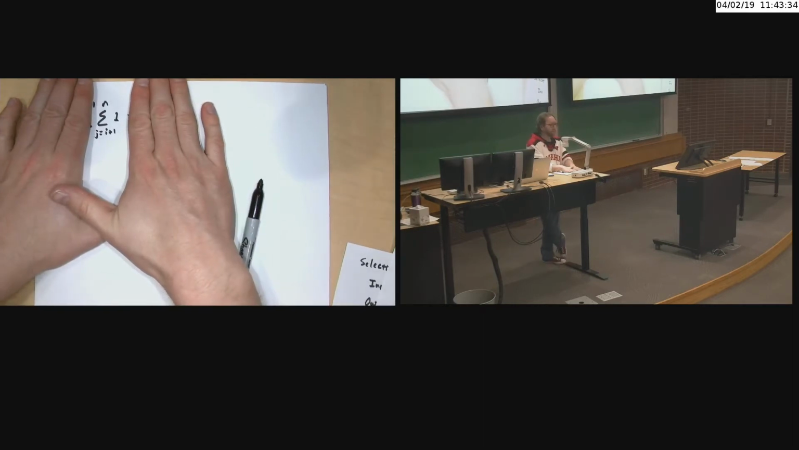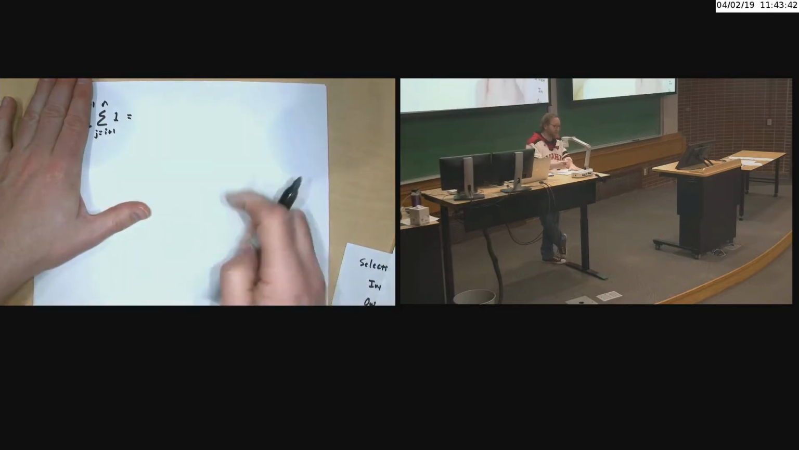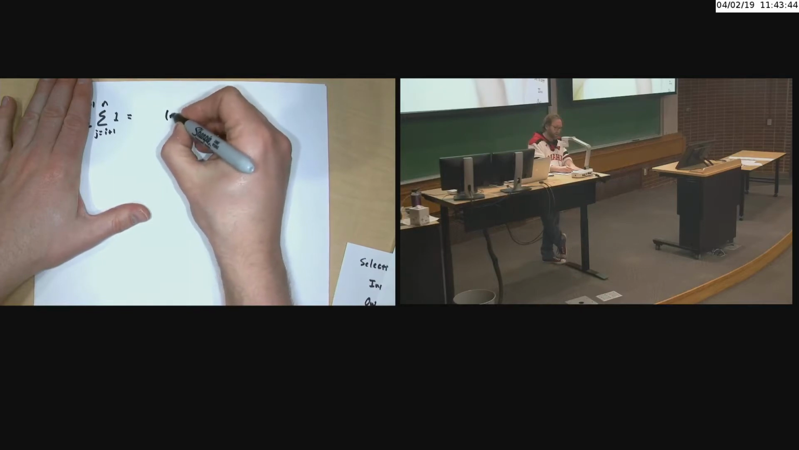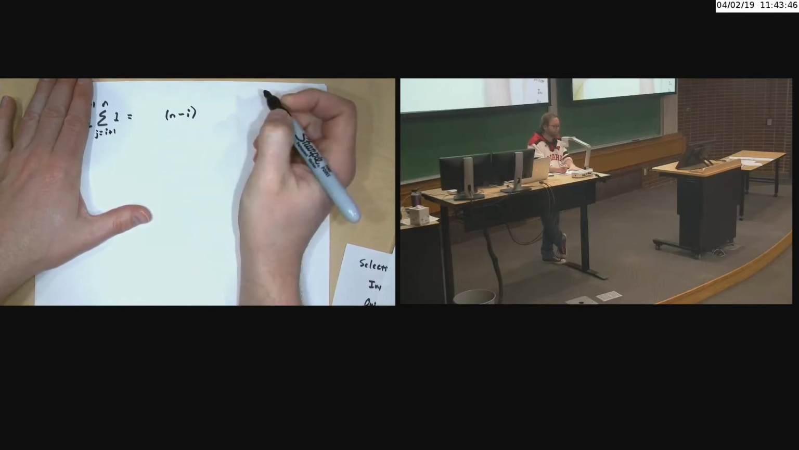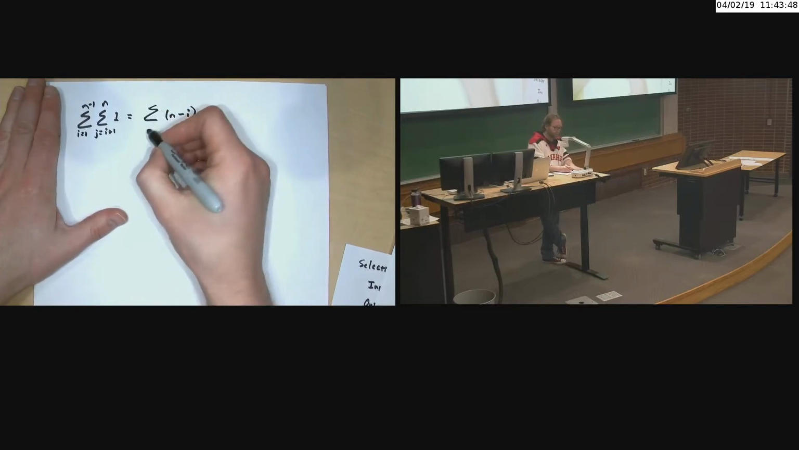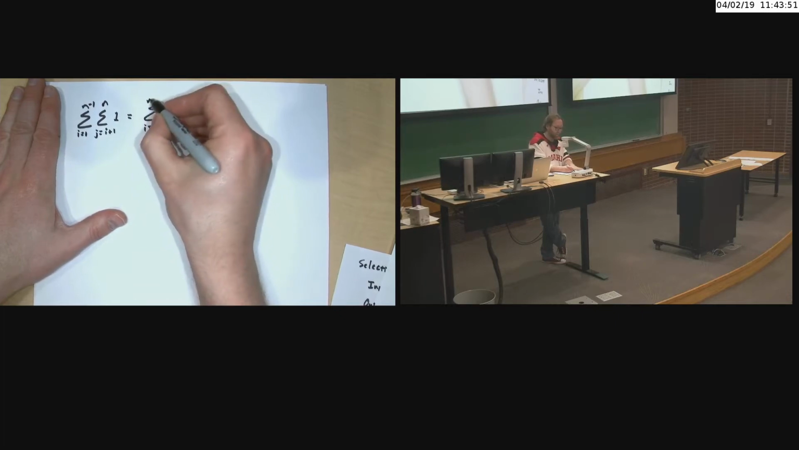Now we need to solve this summation. Again, you're skipping i. You're going 1 plus 1 plus 1 plus 1 all the way up to n. That would be n total in general, but you're skipping i of them. So that inner summation is going to be n minus i. Don't lose your outer summation. Okay?